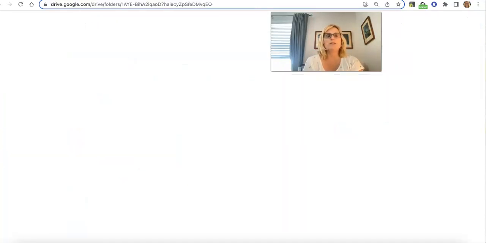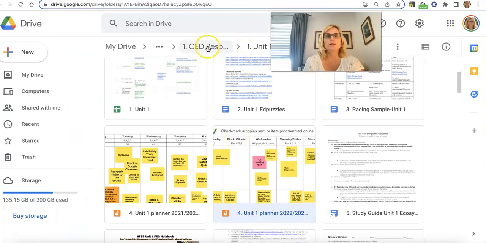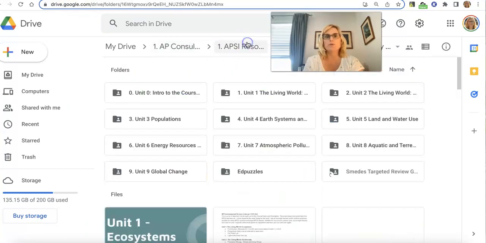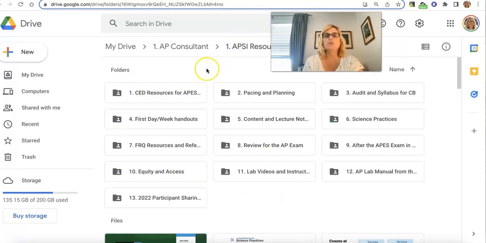So I'm going to go back to our folder, which is our CED resources. So let me just go back to the parent folder. So the parent folder that you have for me is our APSI resources. I'm going to click on folder 1, C.